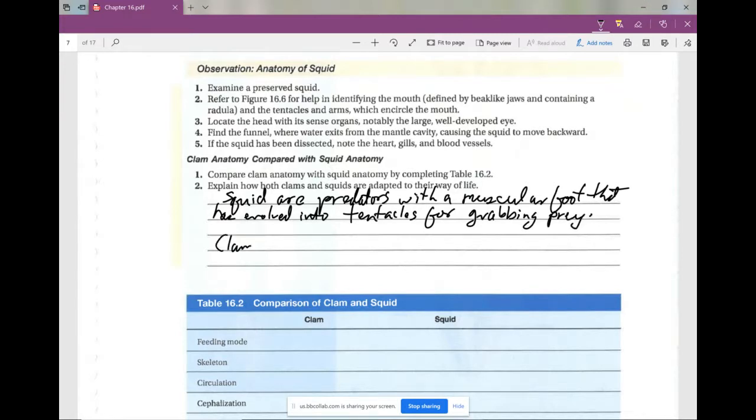The clams are filter feeders. They have these gills that filter food out of the water. And talk about the gills and the muscular foot, which helps them move around slowly.